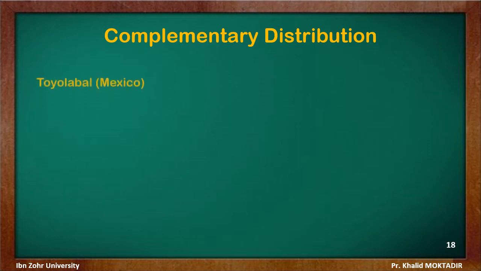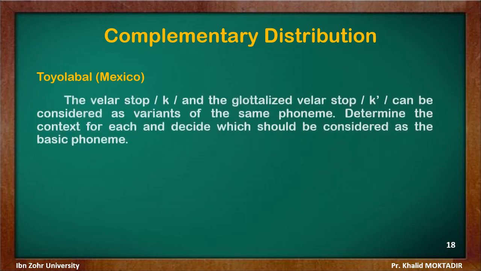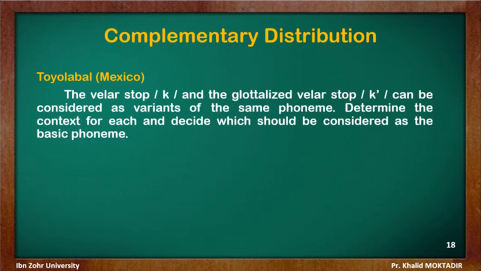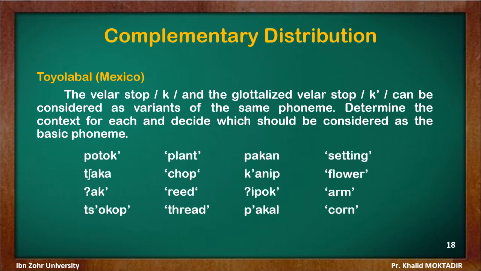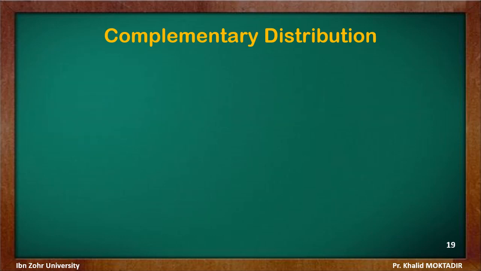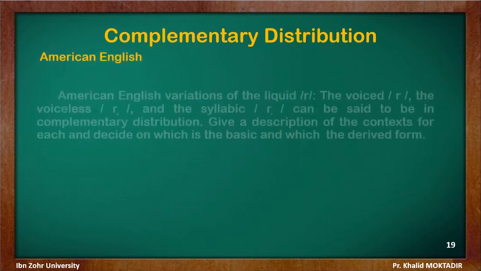The next problem is about a language spoken in Mexico called Tzeltal, where you have the velar stop and the glottalized velar stop, which can be considered variants of the same phoneme. In other words, one should be considered the basic form and the other the derived form. Your task is to determine the context for each and decide which one should be considered the basic phoneme.